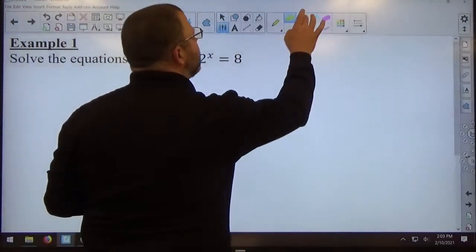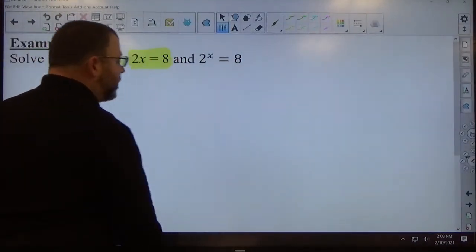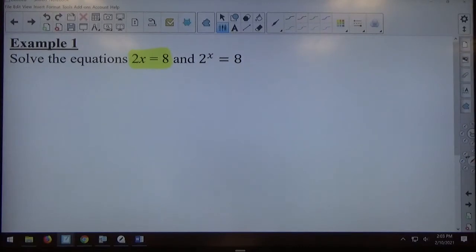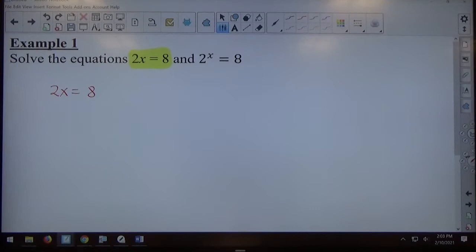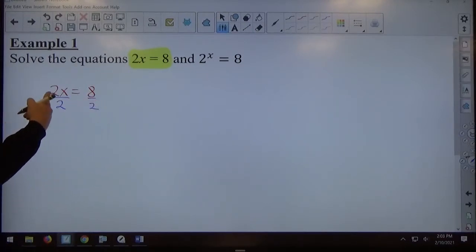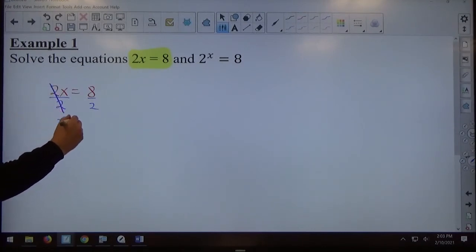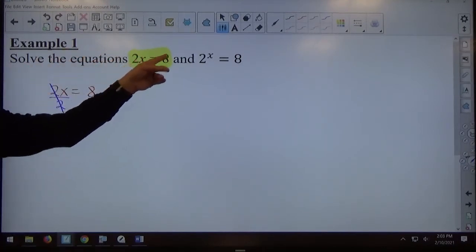So if we look at these two equations, the first one says 2x equals 8. This is a typical linear equation. If I look at what's happening to x in this problem, x is being multiplied by 2. The way we solve an equation of this type is we do the inverse operation of multiplication, which is division by 2. We recognize what's happening to x, do its opposite to both sides. So 2 divided by 2 makes 1, so that makes 1x. 8 divided by 2 makes 4. x equals 4 is the correct answer, because everybody knows 2 times 4 equals 8, right?